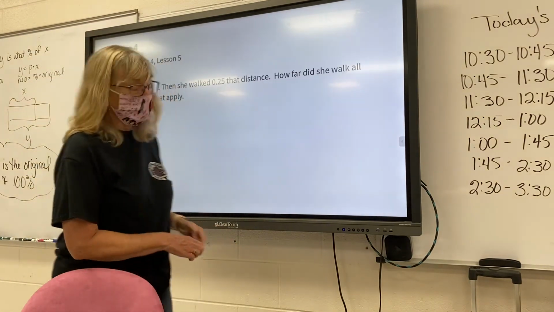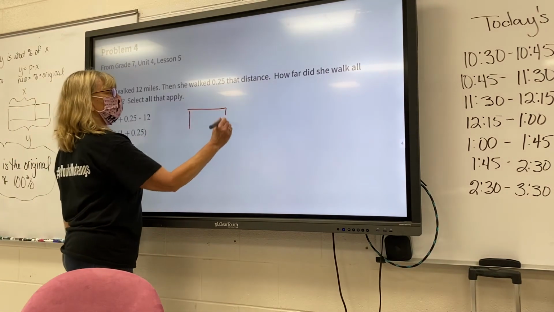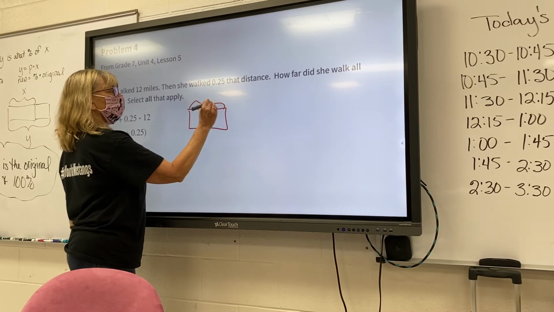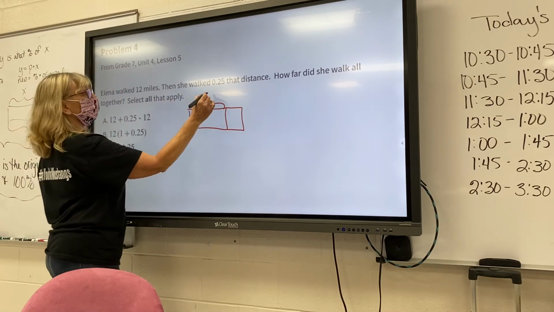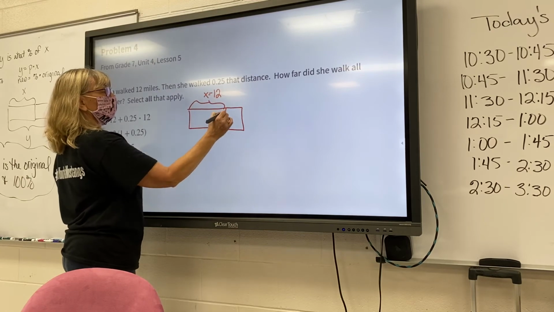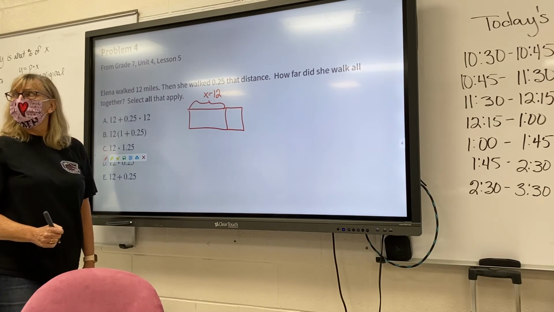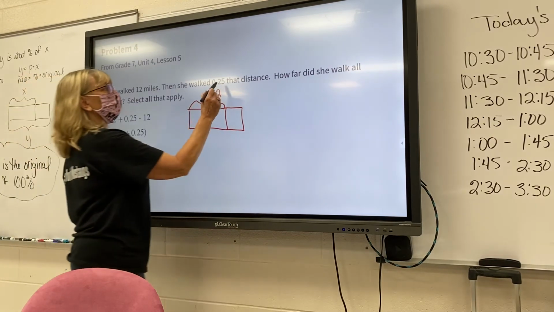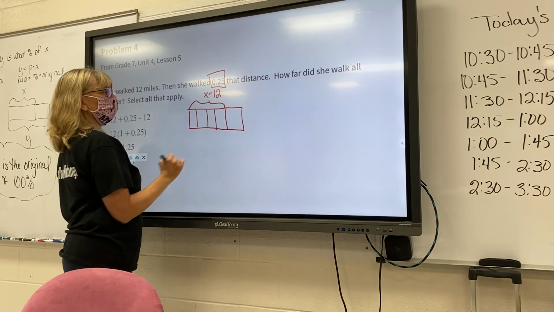Still on Noah. There we go. Elena walked 12 miles, then she walked 0.25 that distance. How far did she walk altogether? Is this an increase or a decrease? Increase. Increase. Okay, so here's my X, that's her original. She added on, okay. We know her original amount is 12, and then she added on 0.25, which, what is that as a fraction? Wait, what? Say that again. What is 0.25 as a fraction? 1/4. So we added on 1/4.